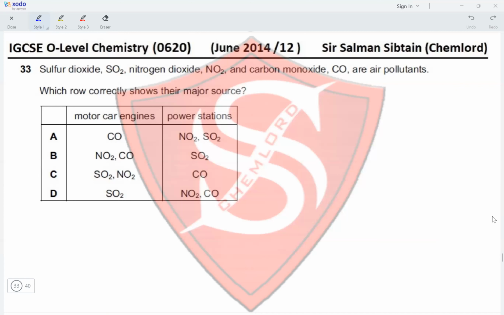So sulfur dioxide is produced by motor car engines, but in very small quantities. So options C and D have been eliminated. And since B contains NO2, B should be the correct option, eliminating option A as well. And power stations. Power stations is the major source of sulfur dioxide. So this makes option B the correct option for this question.